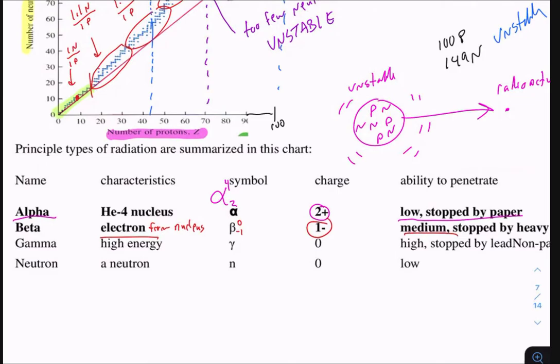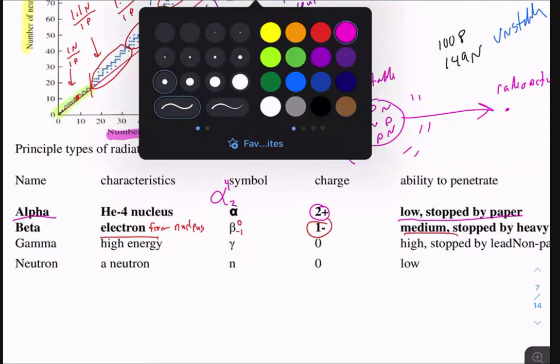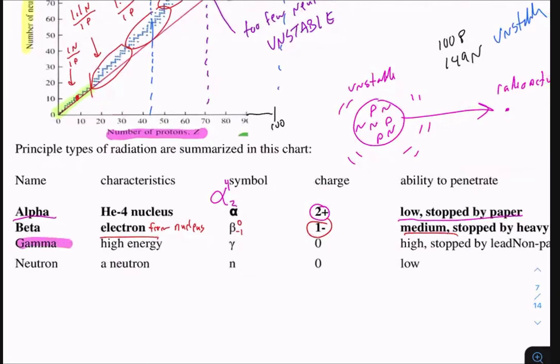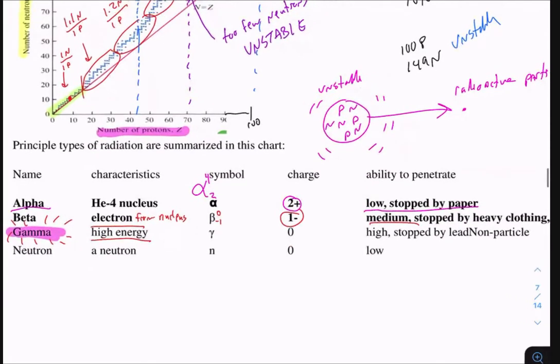And then there is gamma. This is the bad one. This is the one that's like, look out. We're worried about gamma radiation because that's the one that does damage to living things. It's very high energy. It's actually considered a non-particle.